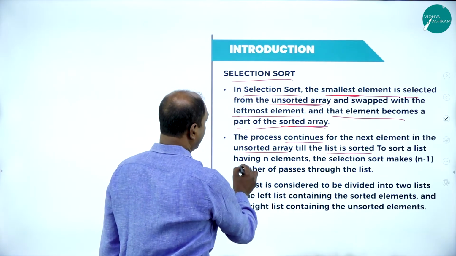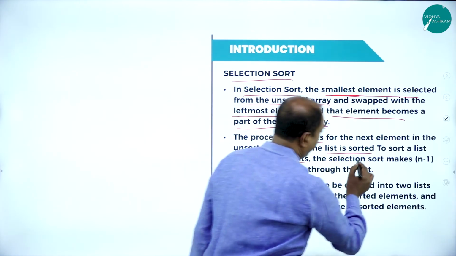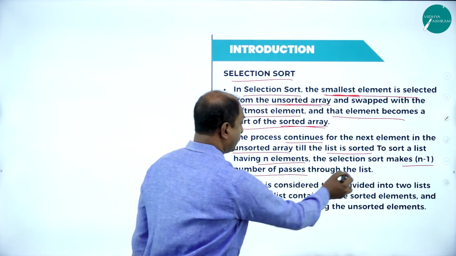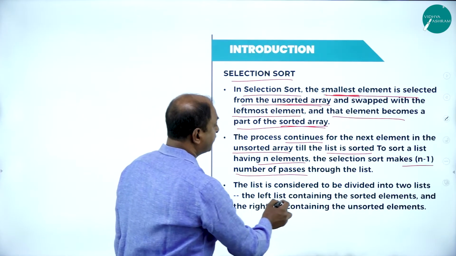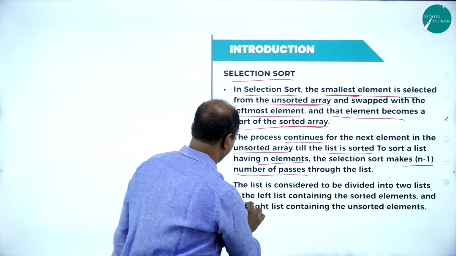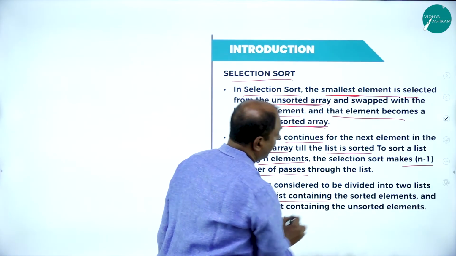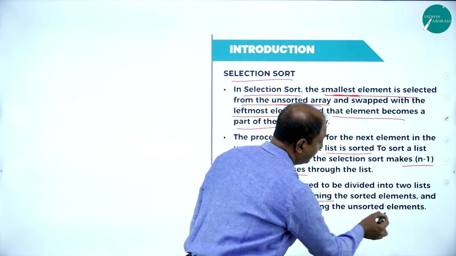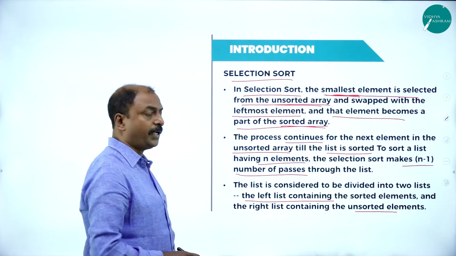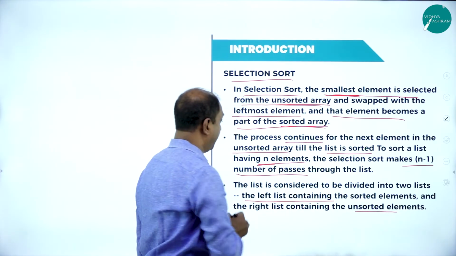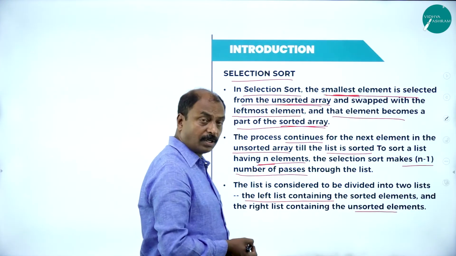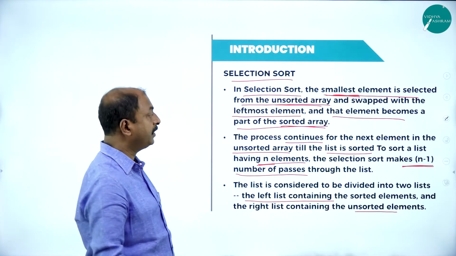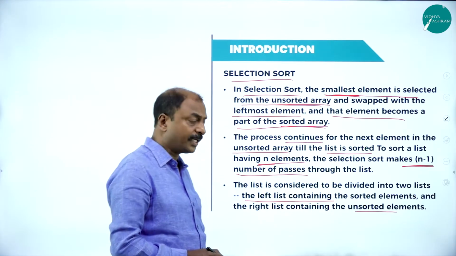To sort a list having n elements, the selection sort makes n-1 passes through the list. And the list is considered to be divided into two lists. One is the left list containing the sorted elements and the right list containing the unsorted elements. If there are n elements in a given list, this selection sort takes n-1 passes or n-1 iterations to sort the given list.